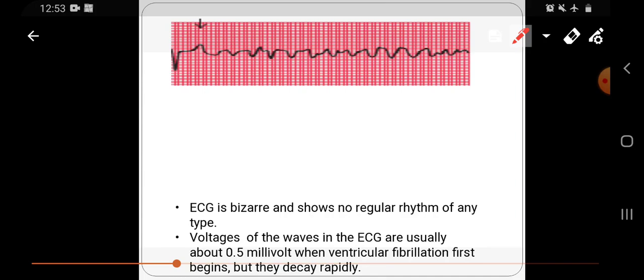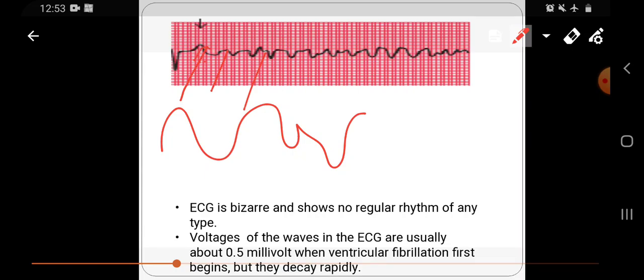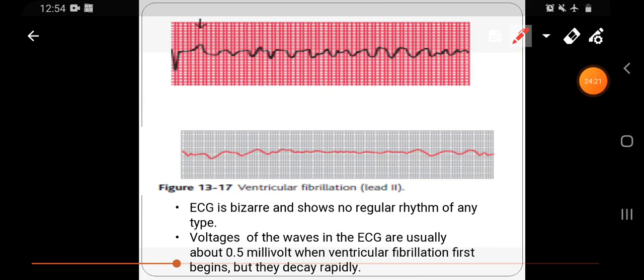Usually طبعا بيكون في عنا waves, but they are bizarre waves. يعني you cannot know if there is a P wave, a QRS, a T wave. No, you just have waves. They have different durations, they have different deflections, they have different voltages, but usually the voltage is around 0.5 millivolt. Okay? When the fibrillation first starts, بيكونوا الwaves تقريبا بحدود 0.5 millivolt. But later on, if it continues, رح تلاحظوا إنه الstrip بيصير almost like a flat line. Like this. Okay, يعني it's almost like a flat line.